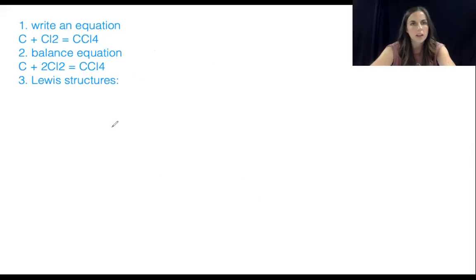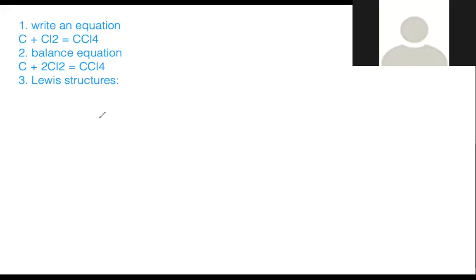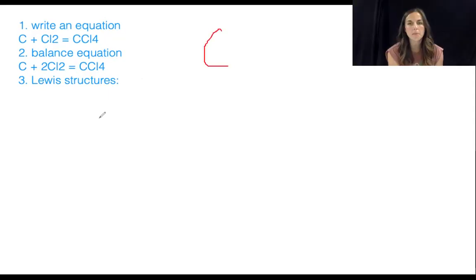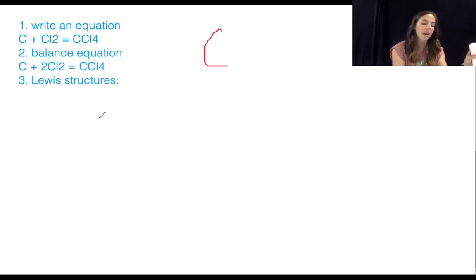Awesome. Okay, so draw, if you can, the Lewis structure for carbon. Do you start on the top? It doesn't matter as long as you use all of the valence electrons. So how many does carbon have? It's in the 6th column. No, you're right. It's in the 4th column. Sorry.